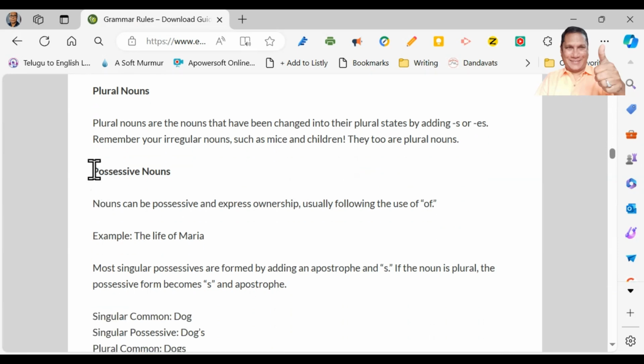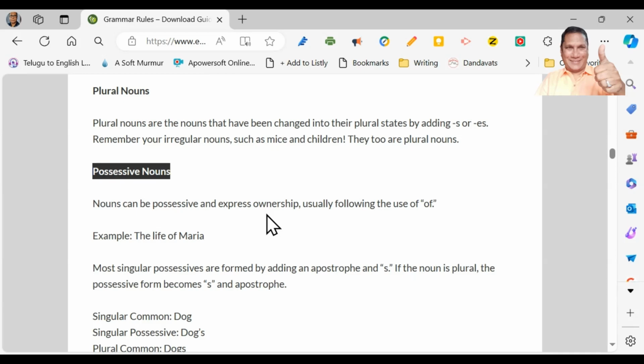There is another thing called possessive nouns. What are possessive nouns? Nouns can be possessive and express ownership, usually followed by the use of. Possessive nouns, the life of Maria. Most singular possessives are formed by adding an apostrophe and s. If the noun is plural, the possessive form becomes s and apostrophe.